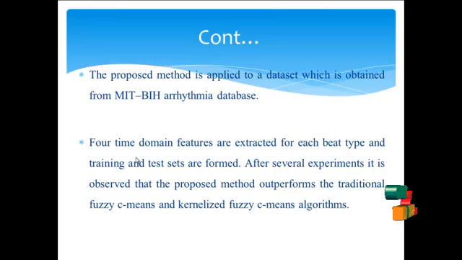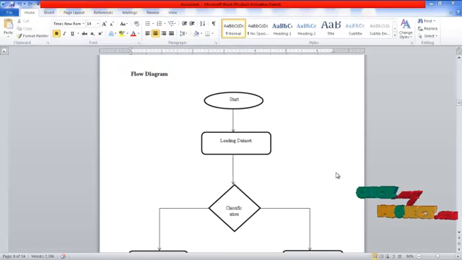After several experiments, it is observed that the proposed method outperforms the traditional fuzzy c-means algorithm. Then it will be kernelized and the datasets will be normal. Then it will be predicted by the fuzzy c-means. Let's see the flow of the process.